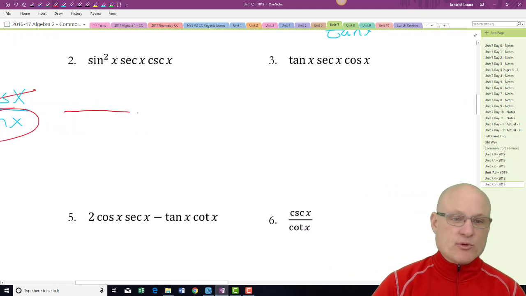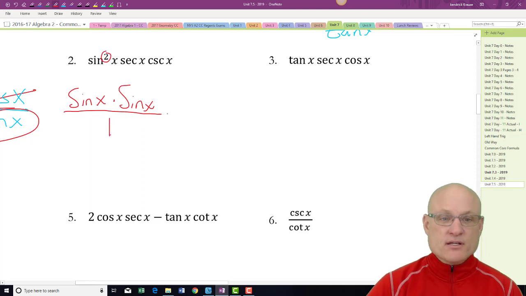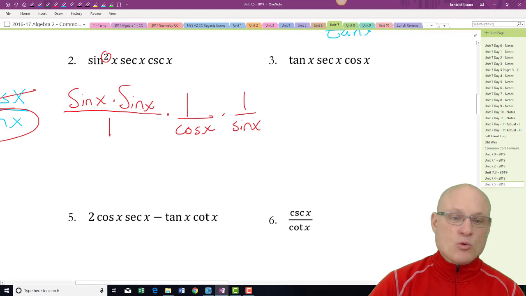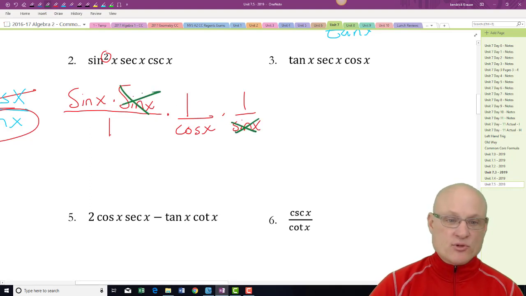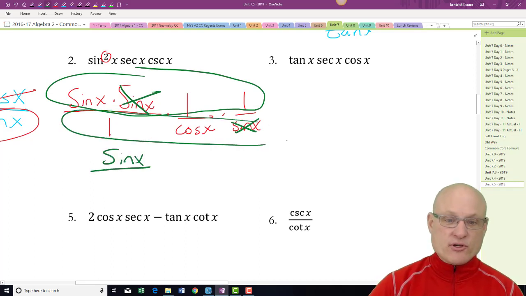So some of you didn't like the way I did that before. So I'm going to write this as sine x times sine x, because that's what the squared means, over 1 times 1 over cosine x times 1 over sine x. All right. One of these sine x's cancels. So if I look across the top, I'm left with sine x. In the denominator, I'm left with just cosine x. So that is equal to tangent of x.